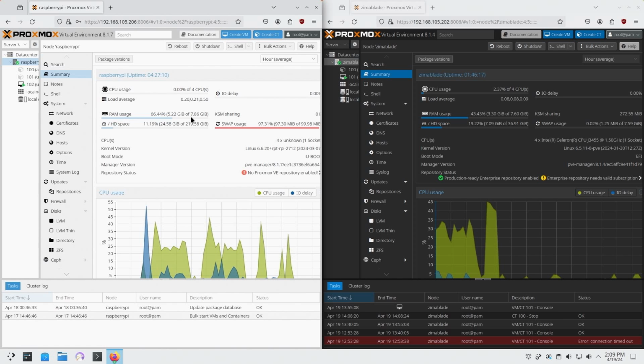Here I have the two Proxmox side by side, and I am doing emulation tests, so that's the only test I'm going to be running, and also it's going to be a 7-zip benchmark. On the left side we have the Raspberry Pi, and on the right side we have the Zimablade.